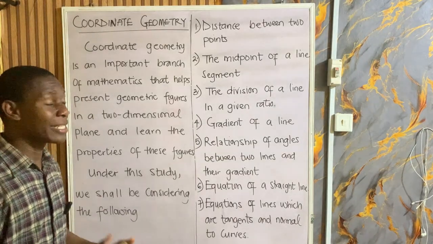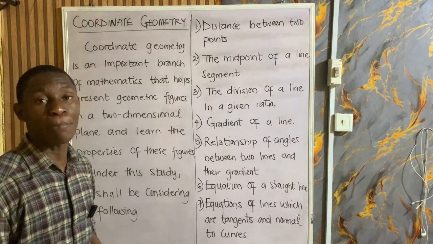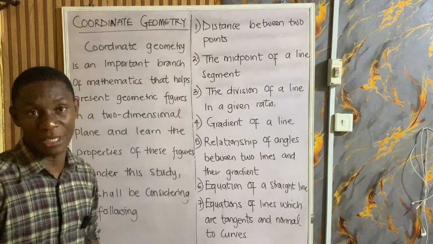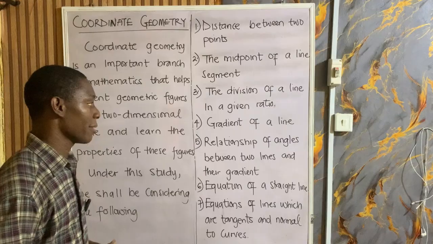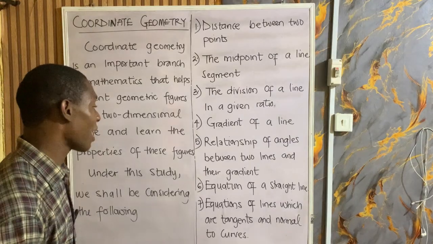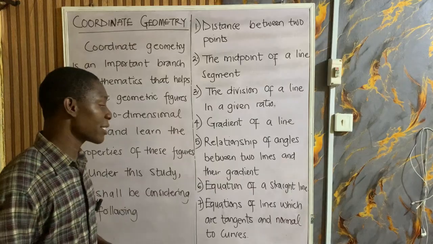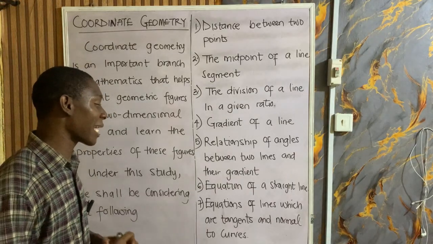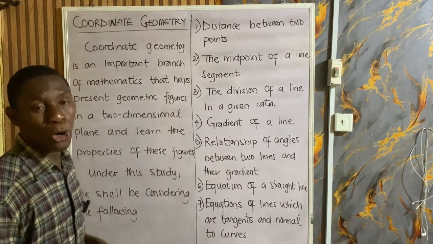1, distance between 2 points. 2, the midpoint of a line segment. 3, the division of a line into a given ratio. 4, the gradient of a line. 5, relationship of angles between two lines and their gradients. And 6, equation of a straight line. And lastly, equation of lines which are tangent and normal to curves. We are going to look at all of this.